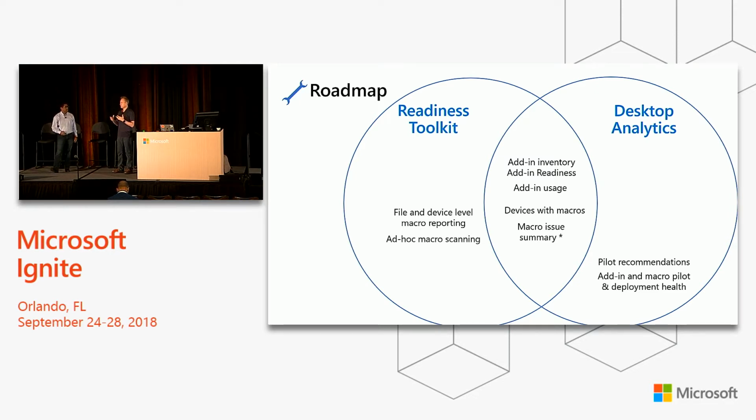But the typical way we'd recommend is to go with vanilla desktop analytics. It'll find the devices that have add-ins and macros. It'll recommend a pilot group that you start testing with. And only when you start to see issues in the pilot group will you go back and run the readiness toolkit for a more detailed assessment of those files to go and make the fixes.